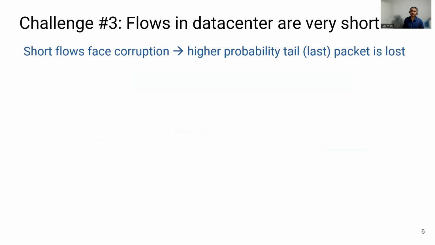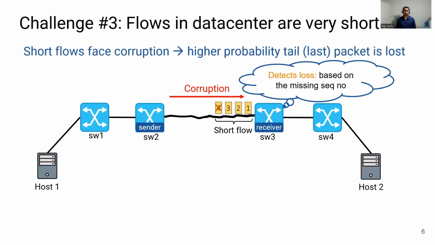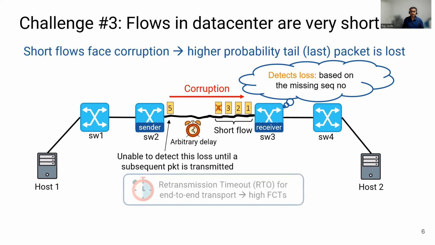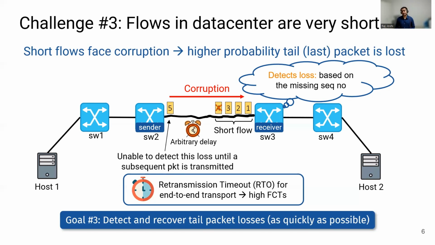Finally, the third challenge arises from the fact that flows in data center networks are very short. Now, when short flows face packet corruption, there is a higher probability that the tail or the last packet is lost. Consider this example where a short flow of 4 packets loses the last packet. Now, because the receiver detects the loss based on the missing sequence number, in this case, it is unable to detect this loss until a subsequent packet is transmitted on this link, and this packet can be transmitted after an arbitrary amount of delay. Such situations lead to retransmission timeouts for end-to-end transport, and that can lead to high flow completion times. Therefore, we need to be able to detect and recover tail packet losses and do so as quickly as possible.